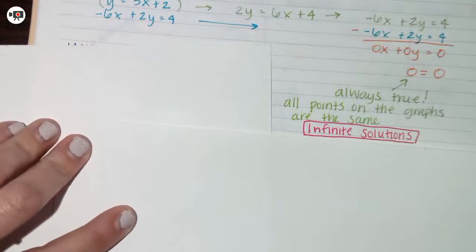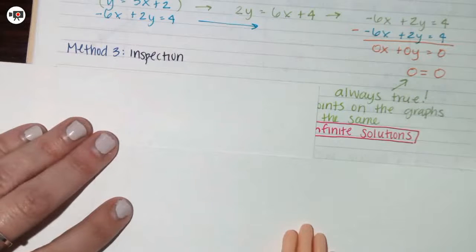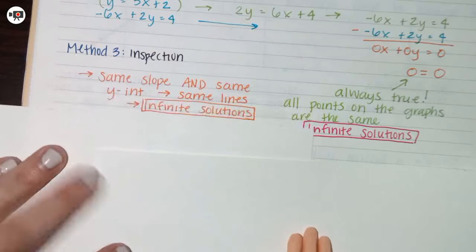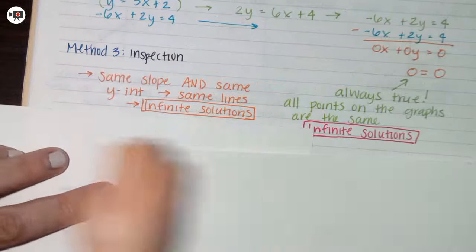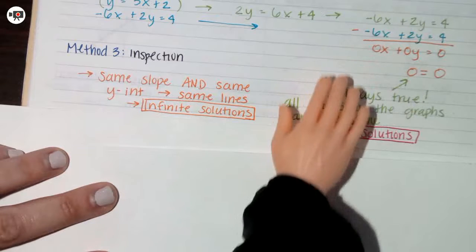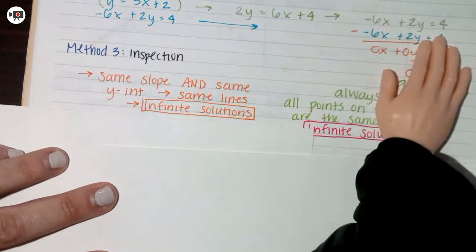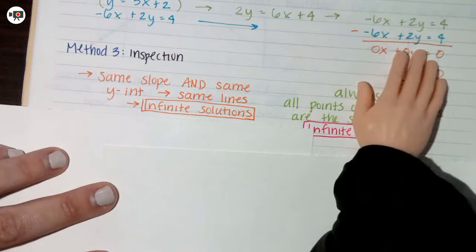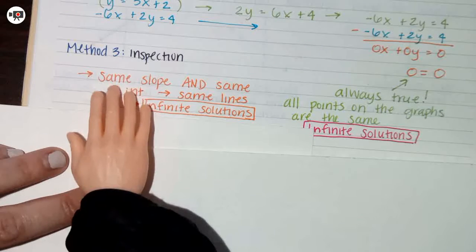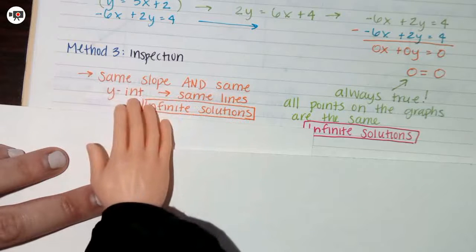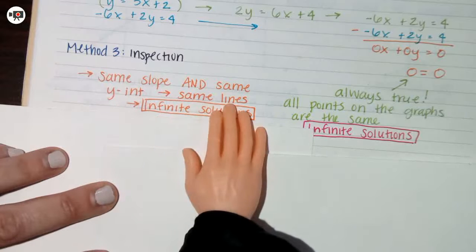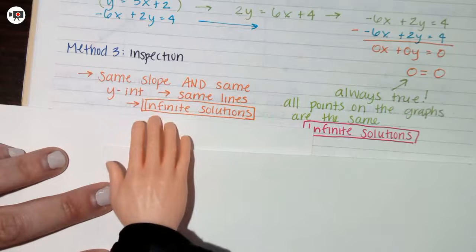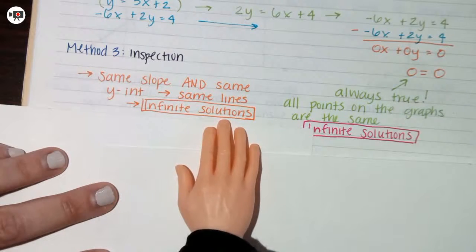I could also solve by inspection. Once I get it to here, my equations look the same. So I would say they have the same slope and the same y-intercept, therefore the lines are exactly the same, and so it has infinite solutions.